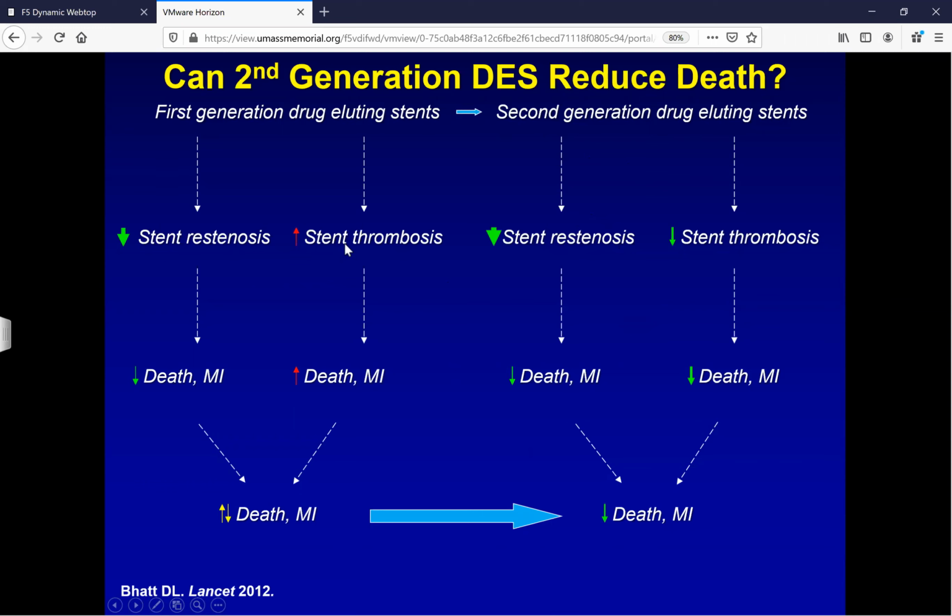Initially, we found that there was higher risk of stent restenosis, high risk of stent thrombosis in the drug-eluting stents compared to bare metal stents with decrease in stent restenosis. But we found that if you decrease or make the stent strut smaller in size, there was actually decrease in stent thrombosis as well.